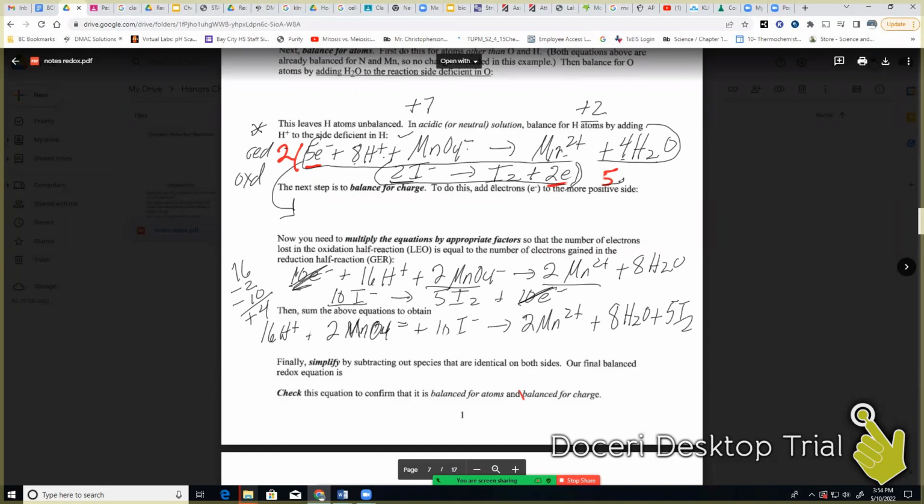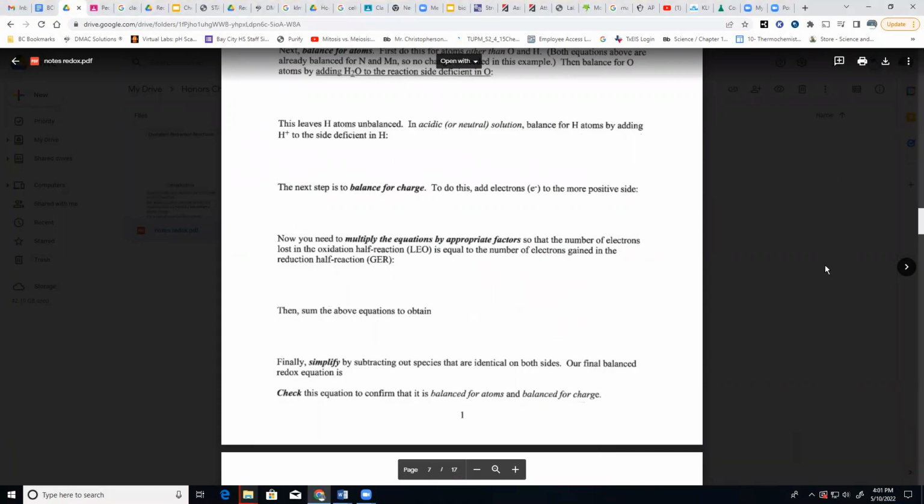So we checked to make sure it was balanced with regard to charge and also balanced with regard to elements. I have 16 hydrogen here. 2Mn, 2Mn here, 2 times 4, 8 oxygen, 8 over here, and I have 10, this was a 10, iodine, and 5 times 2, I have 10 over here. So we checked all of our boxes and we did everything that we needed to do. All right, I'm going to work through one more of these.